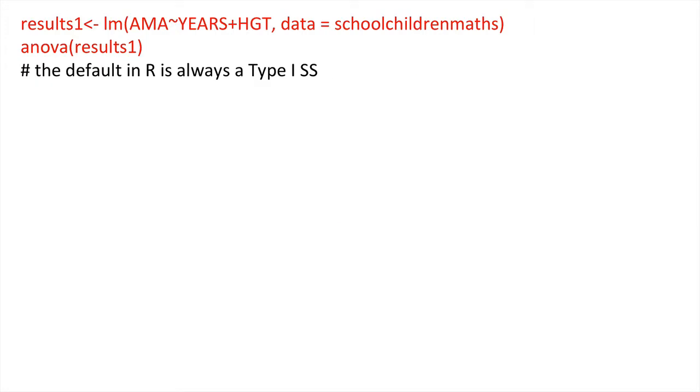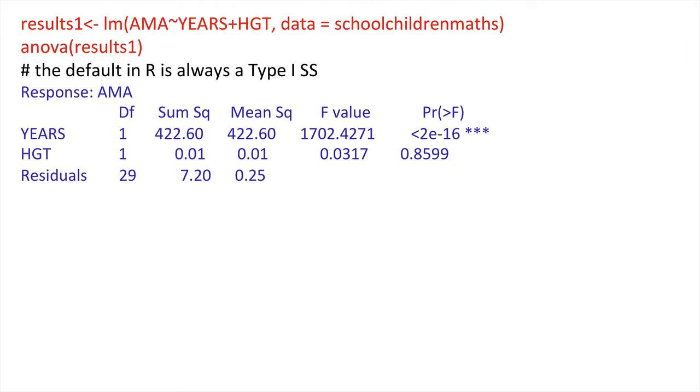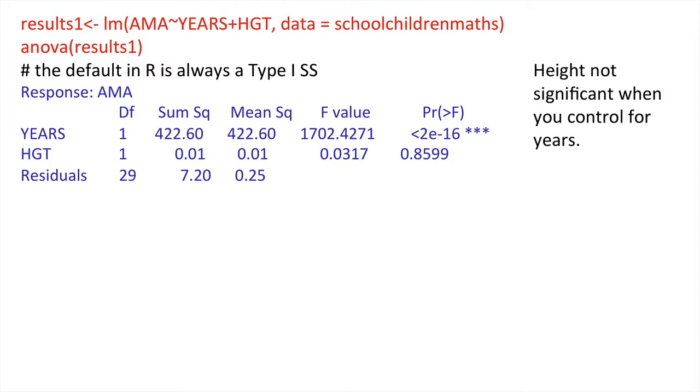Here is a multiple regression looking at the average maths ability and how it depends on years and height. And here we're plotting out the results from that analysis of variance. And what we can see from this is that years explains a significant variability in maths ability itself. It's the first listed, so we're not controlling for height. And yet height doesn't explain any significant variability in maths ability once you take into account the age of those pupils.